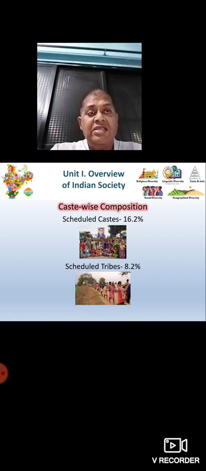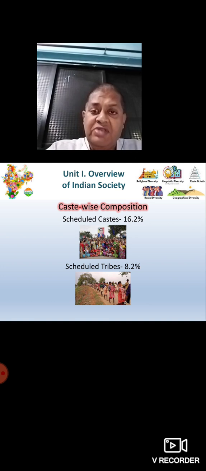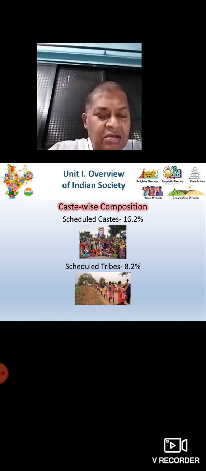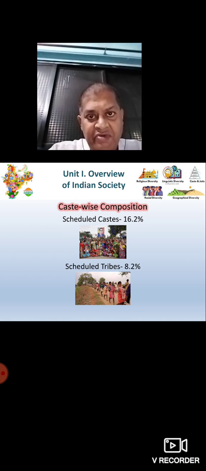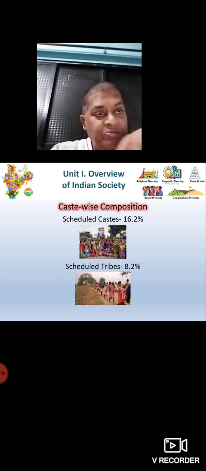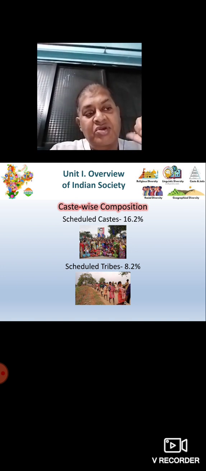Now let us have a look at the caste-wise composition of the Indian society. Scheduled castes and scheduled tribes form a major section of the society, primarily because they have to face very stringent conditions in life. All the halves of life are not available to them. Scheduled castes constitute around 16.2% of the Indian population, and scheduled tribes constitute around 8.2% of the Indian population.